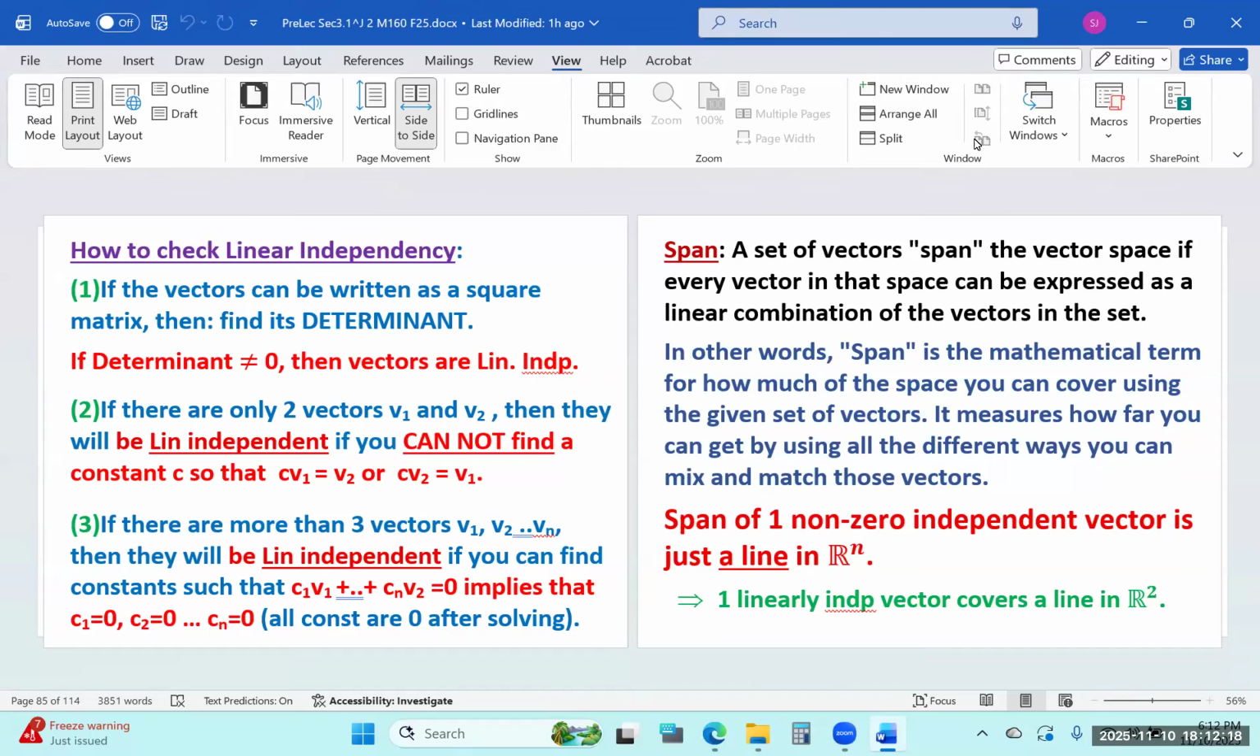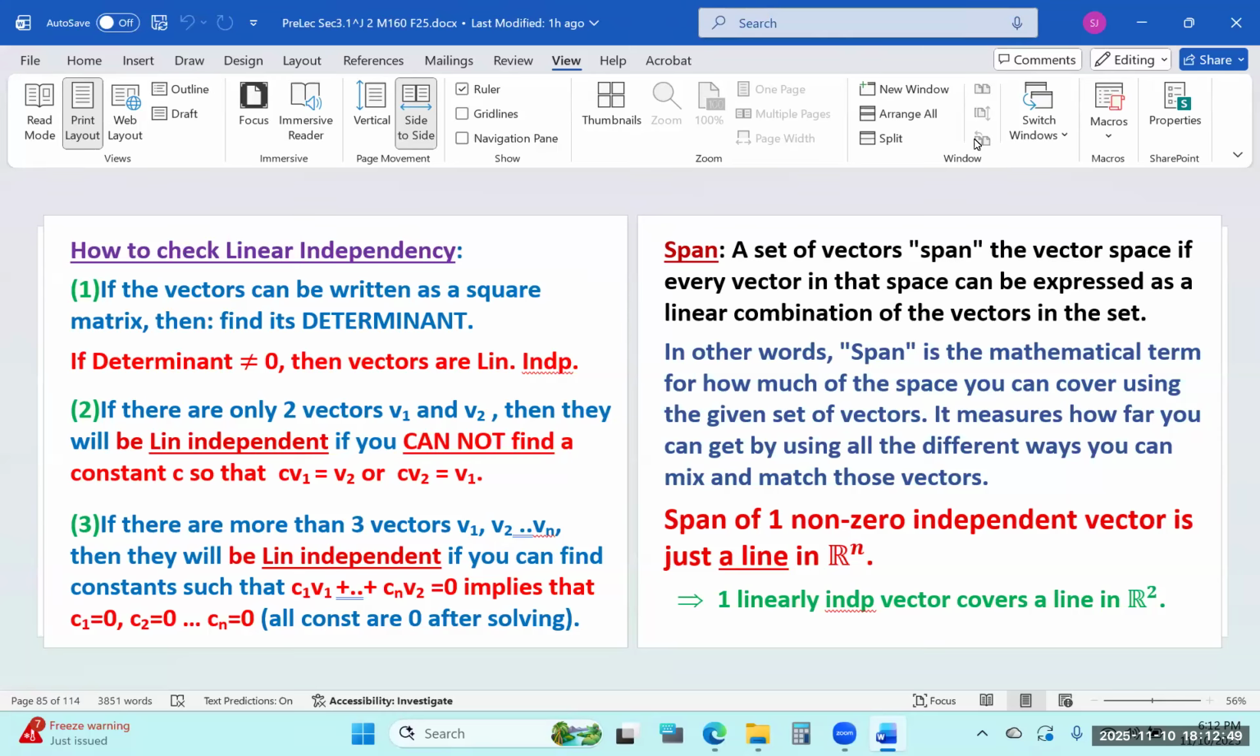If you have only one independent vector, and the rest, it doesn't matter how many you have, are dependent on that independent vector, that means the span of that vector, how much one vector can cover in your space, is just a line. But the vector has to be non-zero.